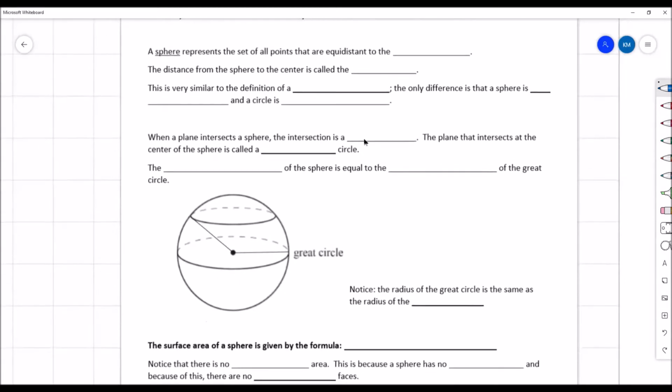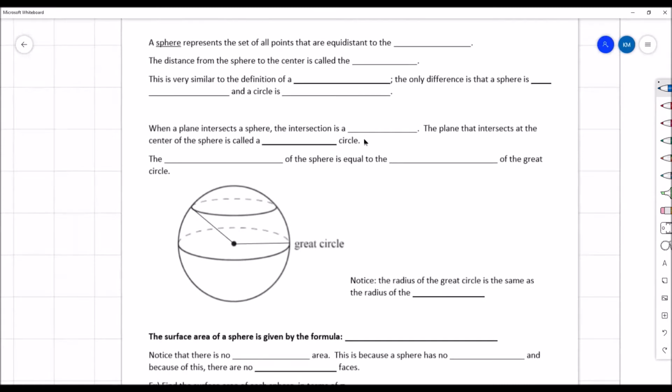Okay, a sphere represents a set of all points that are equidistant to the center. The distance from the sphere to the center is called the radius. Okay, and so these are terms that we should be pretty familiar with. This is very similar to the definition of a circle. The only difference is that a sphere is three-dimensional while a circle is two-dimensional.